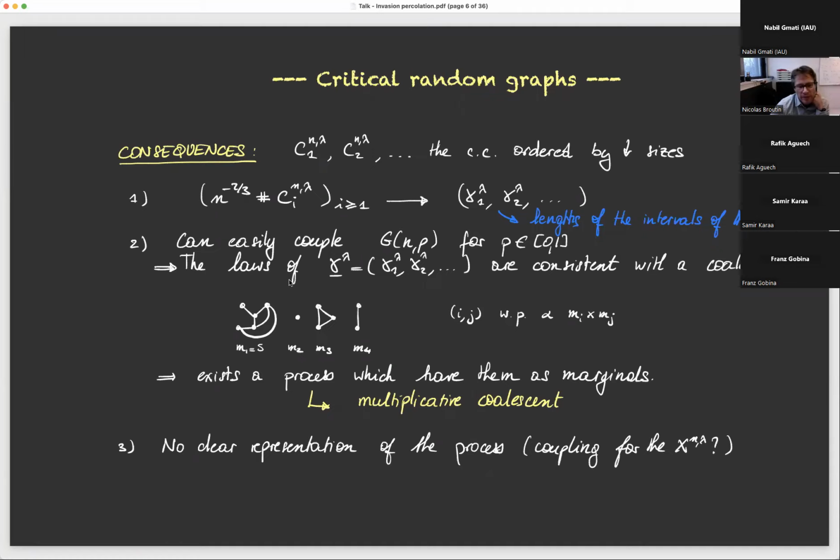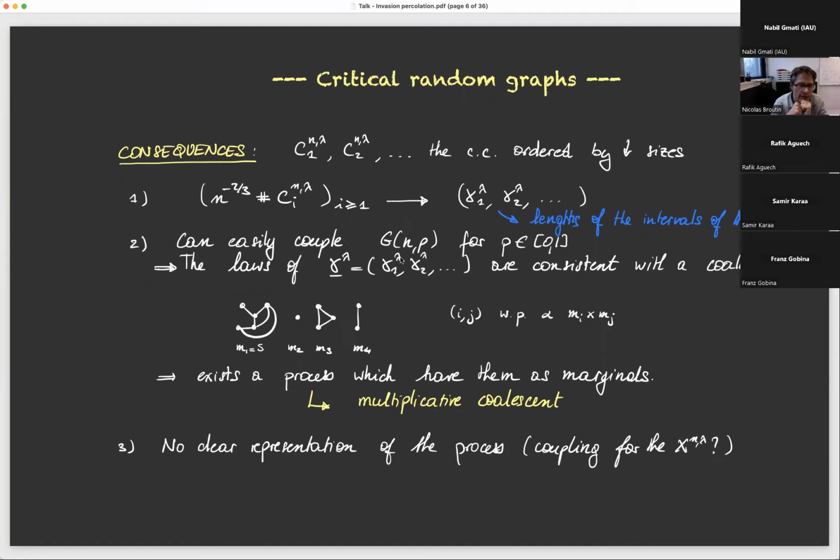So that means that the laws of the vector gamma_1_lambda, gamma_2_lambda, etc., are consistent with the coalescence. And this is a coalescent in what sense? In the sense that if you change p, which here corresponds to changing lambda, the small correction in the probability, when you increase lambda, the vectors should be such that the pieces of the vector merge together to make bigger components.